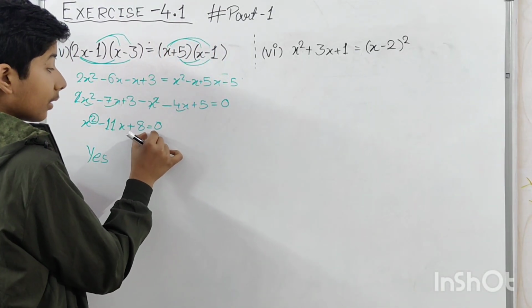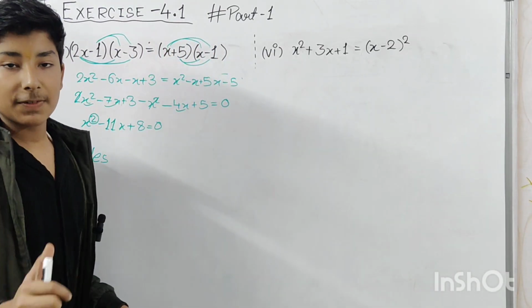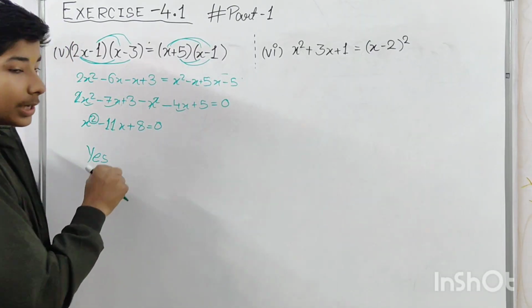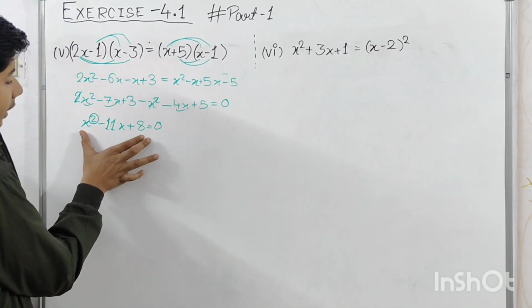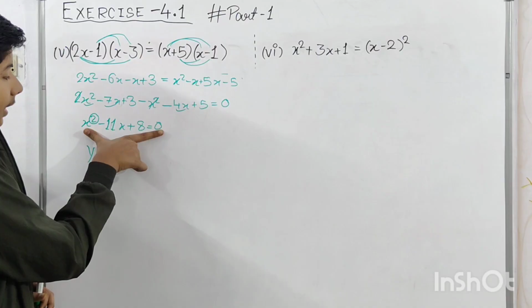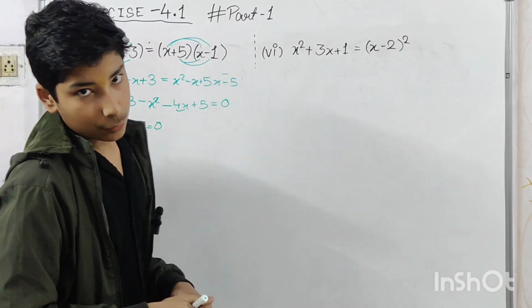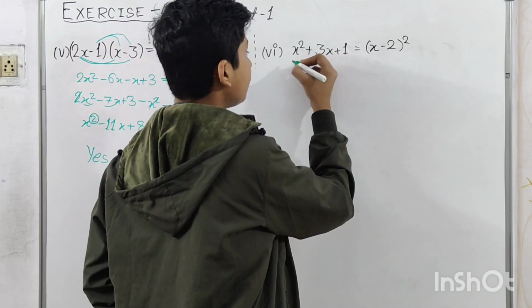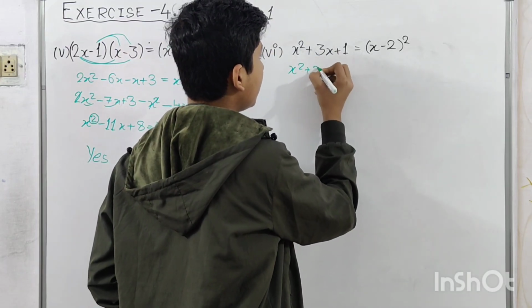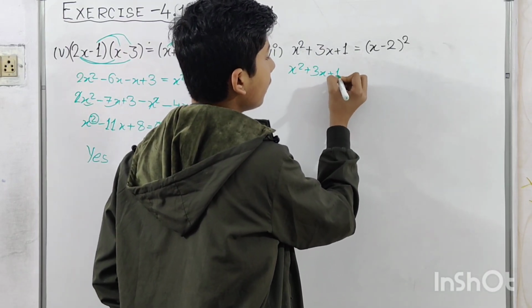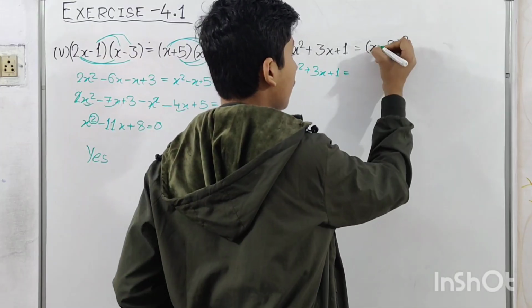See, if there is something after equal to, it will be equation, but if without equal to, it is a polynomial. I am saying this thing as polynomial and this thing as equation, but here the degree of equation is 2. Okay, now this one, x square plus 3x plus 1, this will come as it is, and here we will have to solve it.